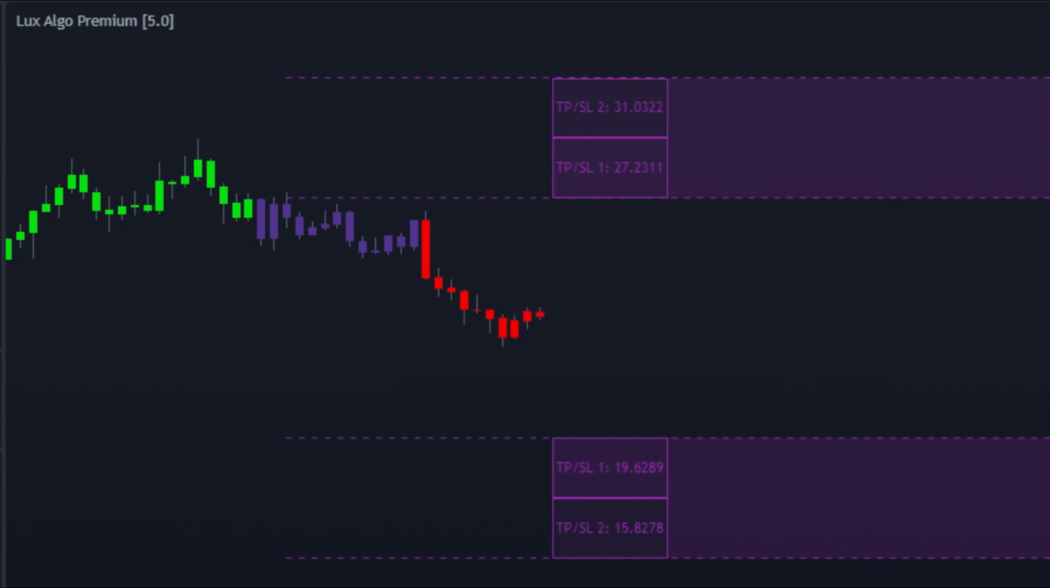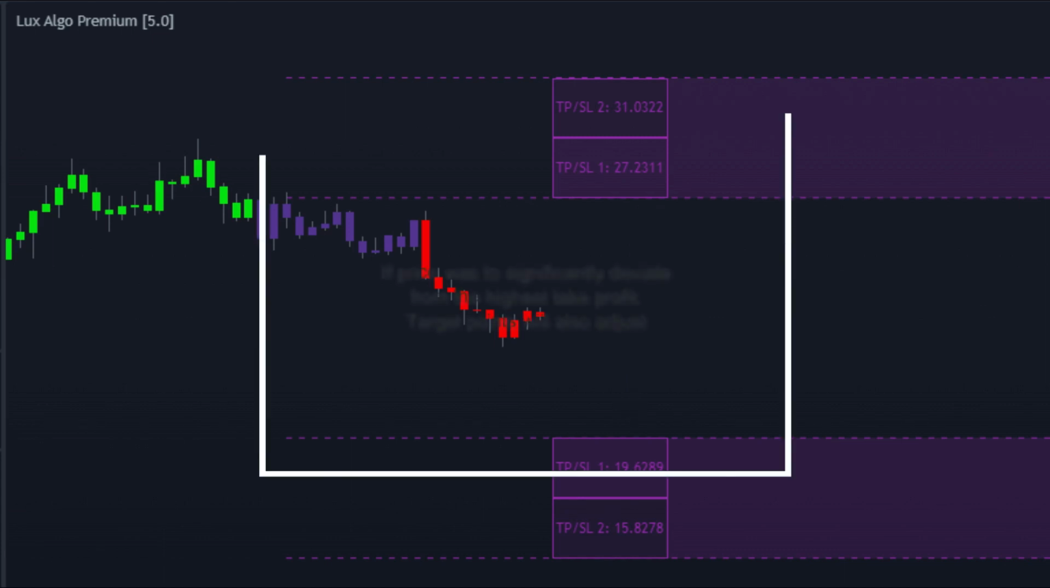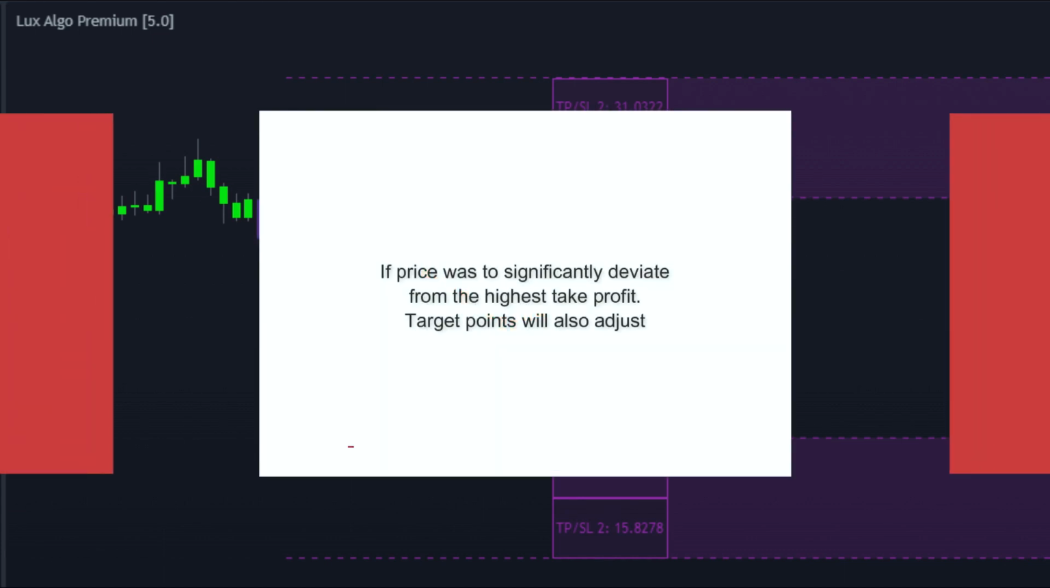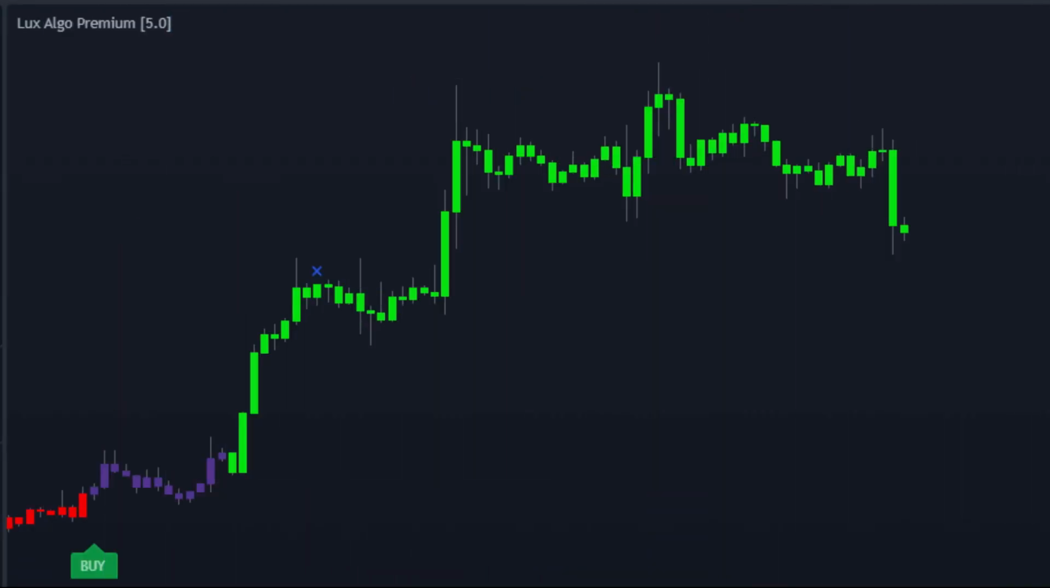Take profit and stop loss levels work with both confirmation or contrarian signals. Take profit targets are displayed above the price, while stop loss targets are displayed below the price. If the price was to significantly deviate from the highest take profit, the target points will also adjust to reflect this, making them fluid, should the trade go even better than expected.